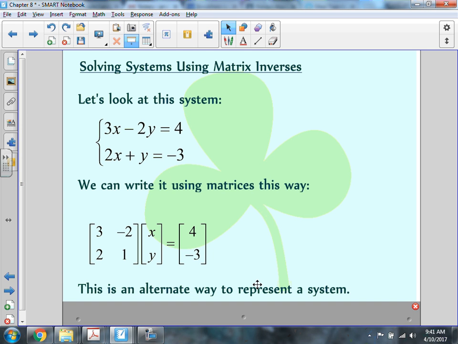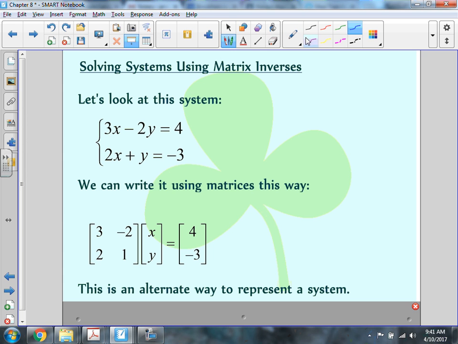So what we do is we take the coefficients of x and y, write them as a 2 by 2 matrix. So it's 3, -2, 2, and 1, just picking them off. As long as the equations are lined up properly, that equals 4, -3. So this is how we represent our system.